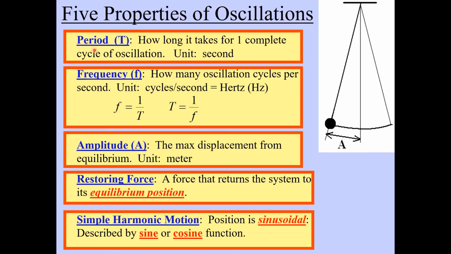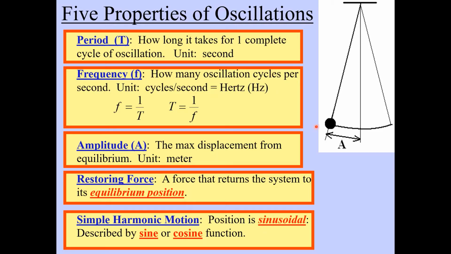And the period, we've seen this before, we use the uppercase letter T to designate period. That's our symbol for period. Period is how long it takes for one complete cycle of oscillation. And period is measured in seconds because it's an amount of time. Now, we have to be careful here.